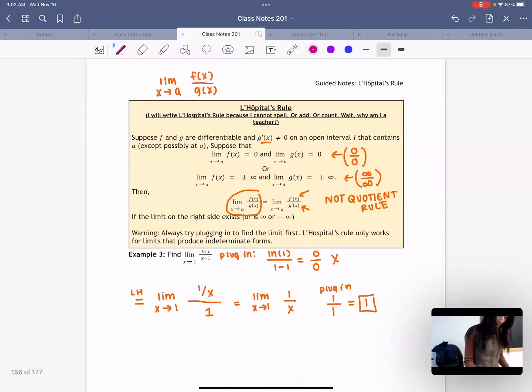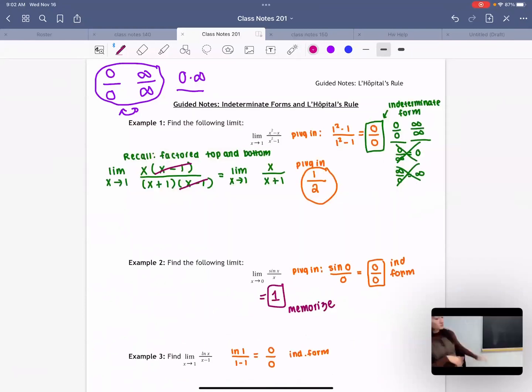All right, so our notes are on indeterminate forms and L'Hopital's rule. Is there anyone who needs the notes from last time? Nice. All righty. So let's just go over what we've been doing.